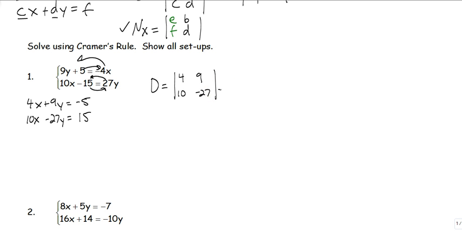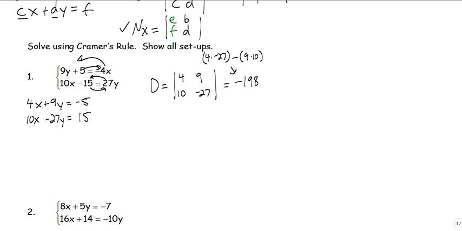Now, you can do this by hand, where you multiply these two together and then subtract 90 from it, because it's 4 times negative 27, which is negative 108, minus 10 times 9, which is 90. And you should get that this determinant is negative 198. And again, that's 4 times negative 27 minus 9 times 10. That's how you got the determinant. And for 2 by 2, it's really quick just to do that.